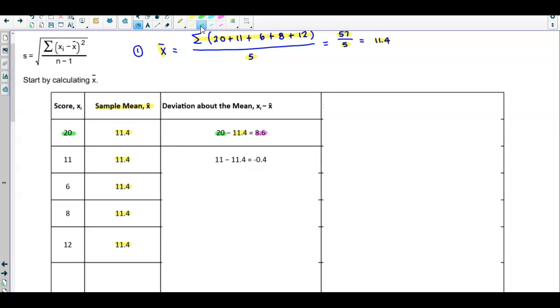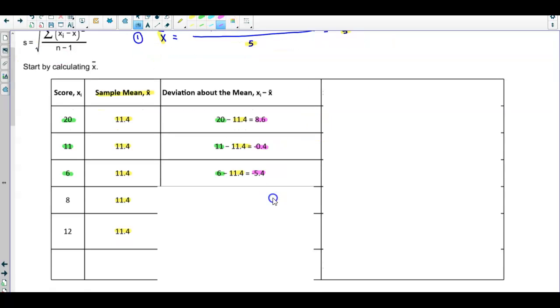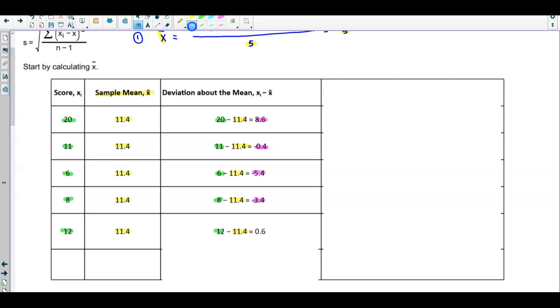Next, we take the next data value of 11. We subtract the sample mean of 11.4 to get a deviation of negative 0.4. Next, the data value of 6. We subtract the sample mean of 11.4 to get a deviation of negative 5.4. Next, the data value of 8. We subtract 11.4 to get a deviation of negative 3.4. And lastly, the data value of 12. We subtract 11.4 to get a deviation of 0.6.